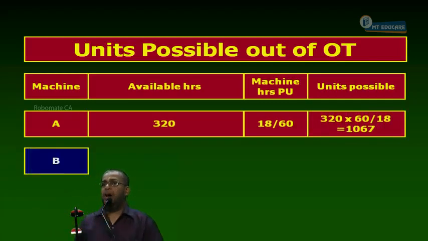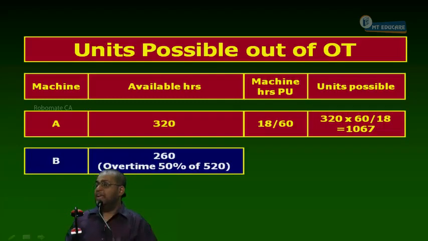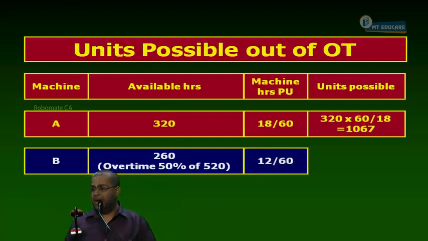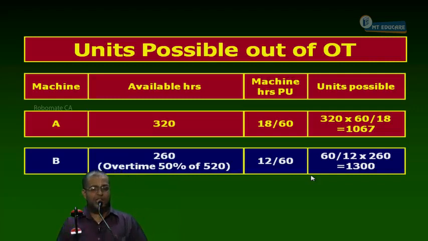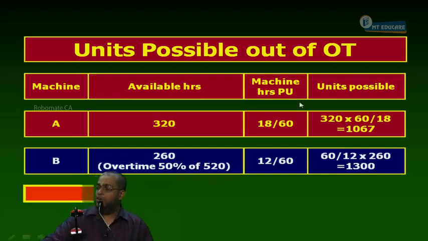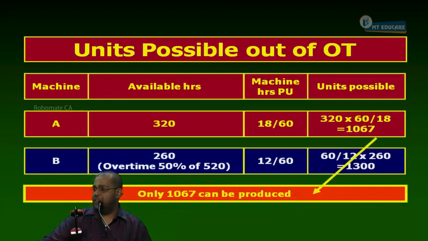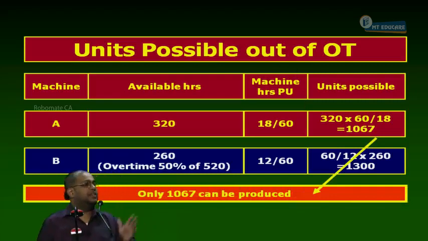Now, machine B, how many hours available? 260. It came due to overtime. Yes or no? And what is the time taken per unit here? 12 minutes or 12 by 60 hours. With 260, how many meters possible? 1300 meters possible. You said the calculation last time. Is it possible to lay in this combination 1067 or 1300? 1067, because if I go beyond that, I have to go for OTA. Everybody yes or no? So only 1067 is possible to be produced now. Up to this, are you following?